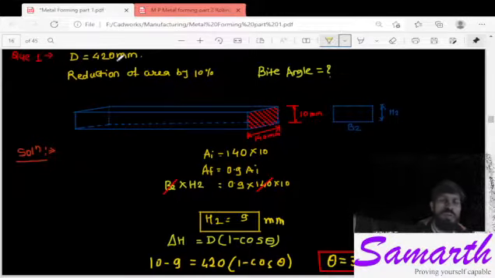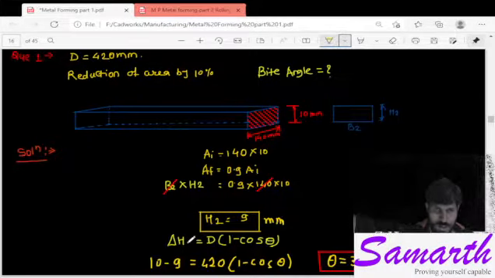Question 1: it says that we have been given the roller diameter and the reduction in area is given as 10%. Then that means the final area is 10% less than the initial area. You can also write A_F, that is final area, is equal to 0.9 times, that means 90% of the initial area. And what we have to calculate? We have to calculate angle theta.